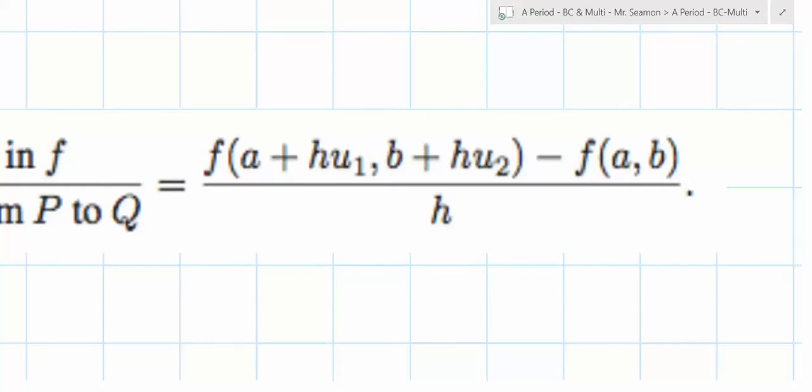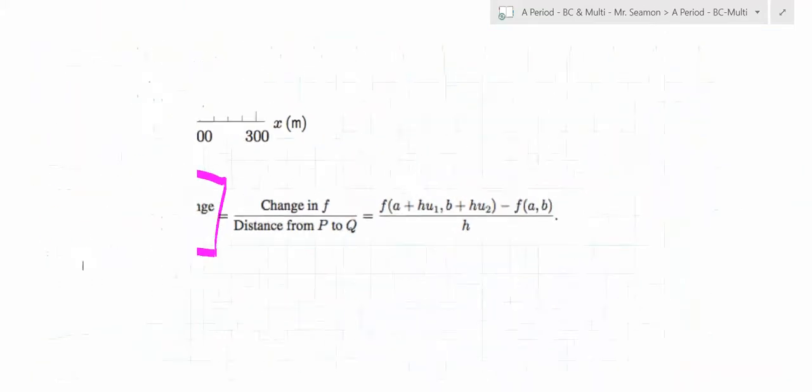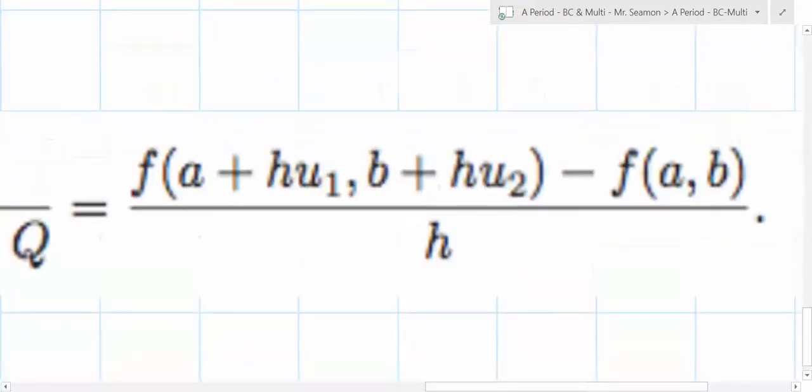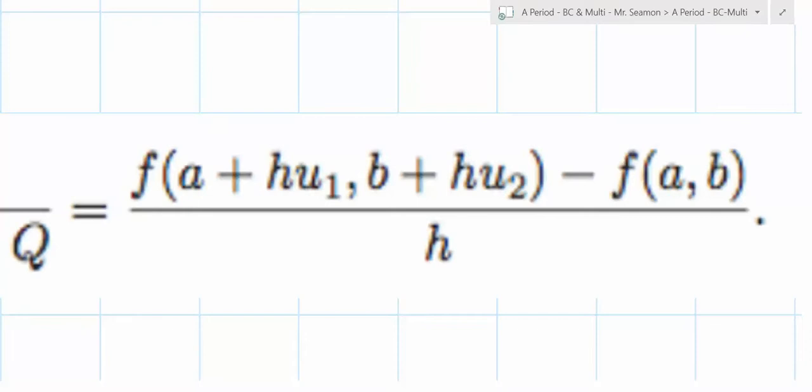If you're approaching in a vector that has components u1 and u2, all you're doing is changing this h value, and as h goes to 0, these go to 0. So f of a plus this, comma b plus this, these go to 0, so you're getting infinitely close to f of (a, b). What does this whole thing represent? This is the difference quotient, written out so that you can approach from any direction.